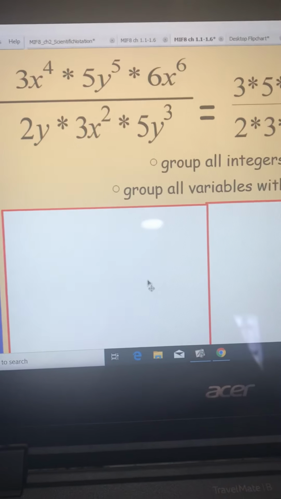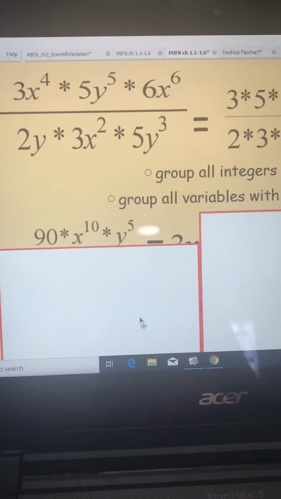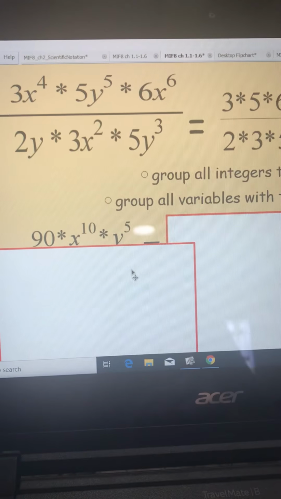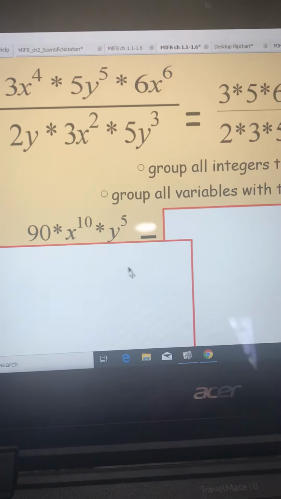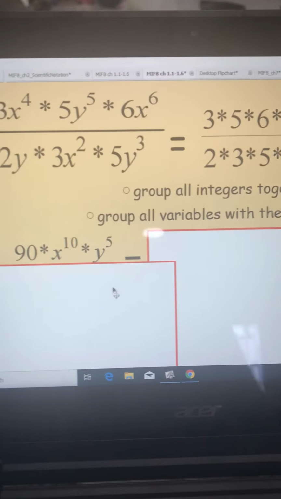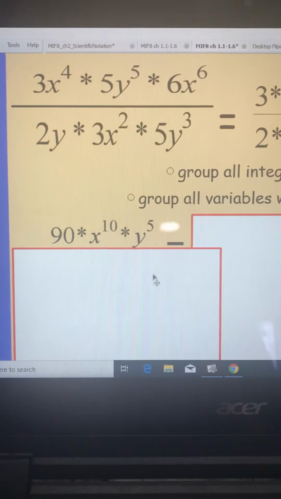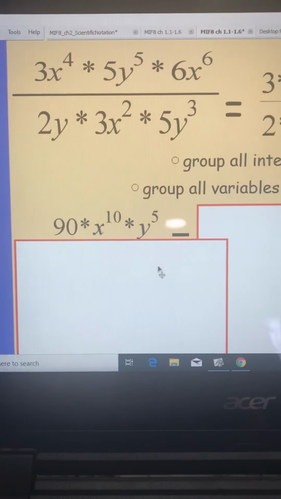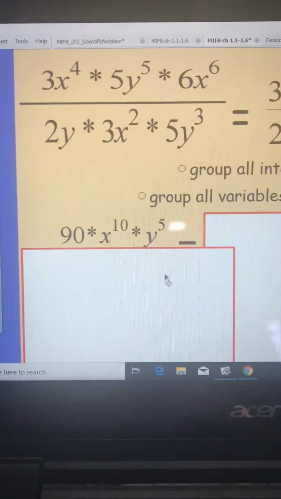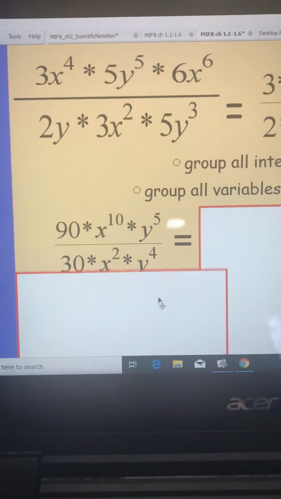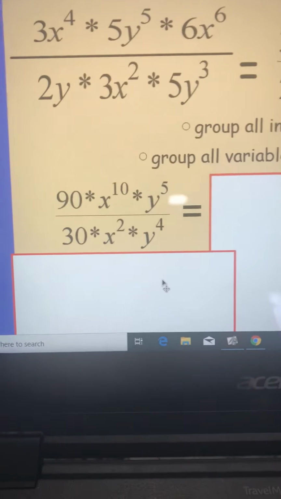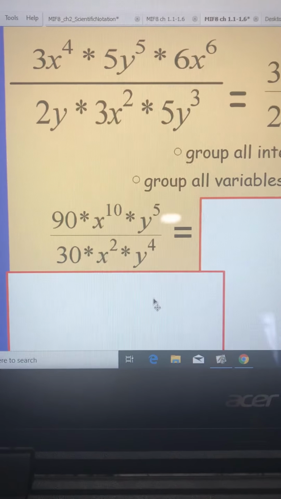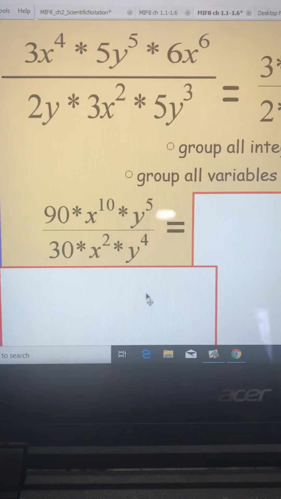Next step is to actually do your multiplication. So when you actually do the multiplication, you're going to be looking at something that looks like this. In the numerator, you had 3 times 5 times 6, which gives you that 90. You had x to the 4th times x to the 6th, which gives you x to the 10th, and then that plain old y to the 5th. In the denominator, you had 2 times 3 times 5, which gave you 30. And then you had x squared, which stays x squared, and y times y to the 3rd, which gives you y to the 4th.